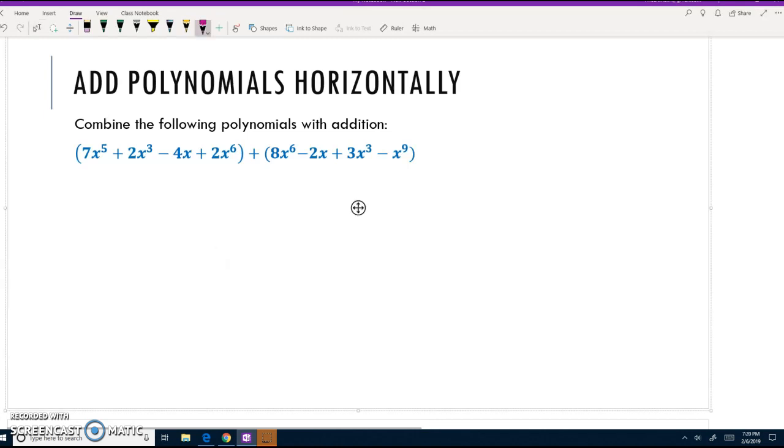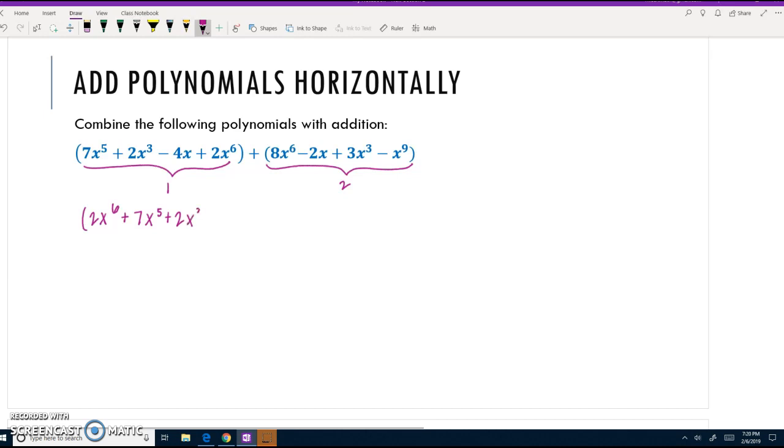So if we look at these two polynomials, you can think of this as polynomial number 1 and this is polynomial number 2 that we want to combine together in addition. Let's write these in standard form so that the highest valued exponent is coming first. So here, this one's going to be 2x to the 6th plus 7x to the 5th plus 2x cubed minus 4x. Notice I just reordered that polynomial so the highest degree valued term was coming first. I'm going to do the same thing over here. So negative x to the 9th is the highest degree. Then I've got 8x to the 6th plus 3x cubed and then minus 2x.